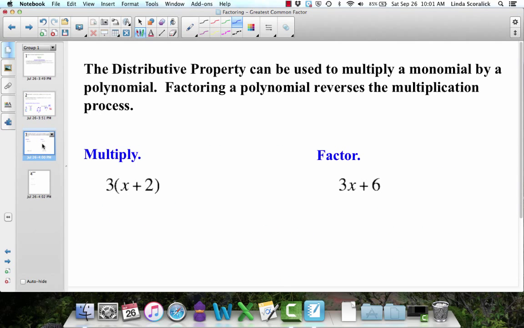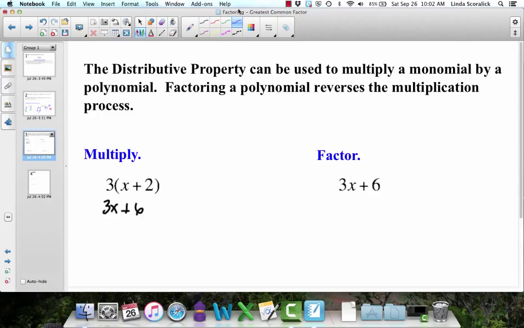In the essential understandings, we talked about the distributive property and how you use that in Algebra 1 to multiply a monomial times a polynomial. Let's look at an example. If we want to multiply 3 times x plus 2, we would multiply 3 times x to get 3x and 3 times 2 to get 6.